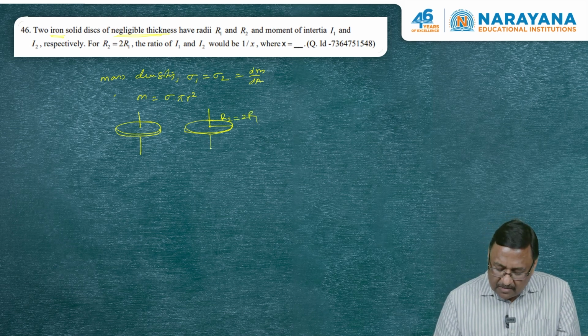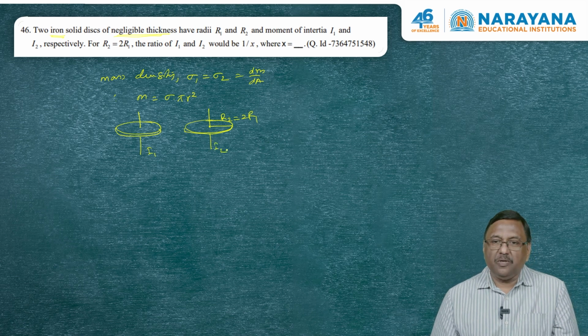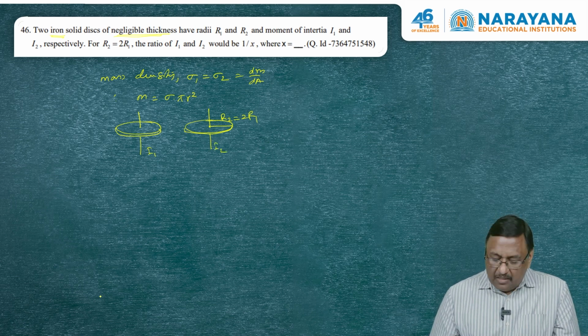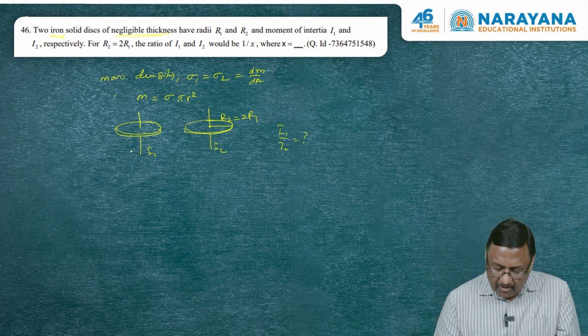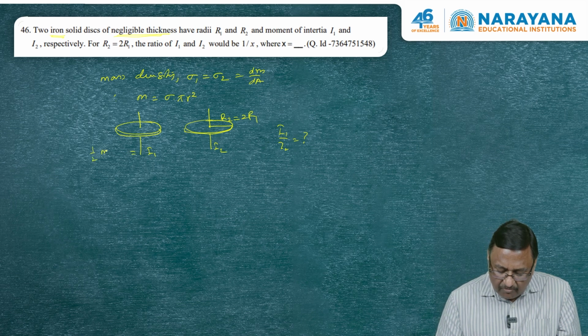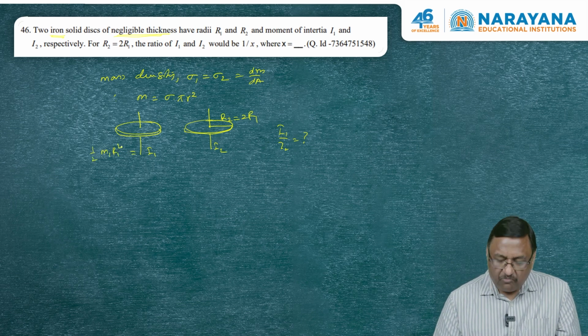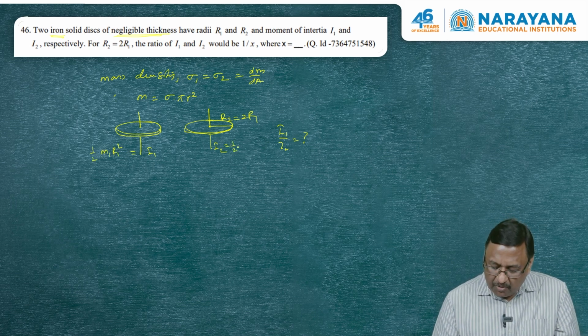I choose the same axis. This axis is given I1, and this axis is given I2. He is asking the ratio of I1 upon I2. For a disk about its axis, you know very well, I1 is half of m1 into r1 square. Similarly, I2 will become half of m2 into r2 square.